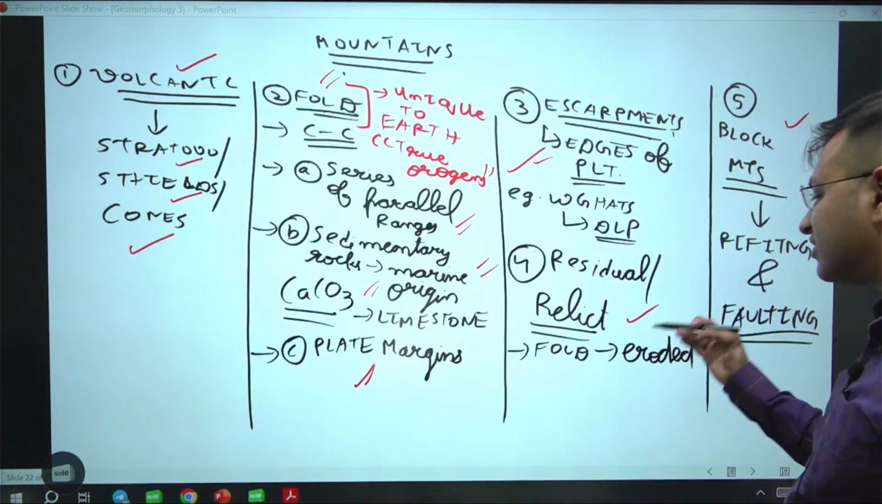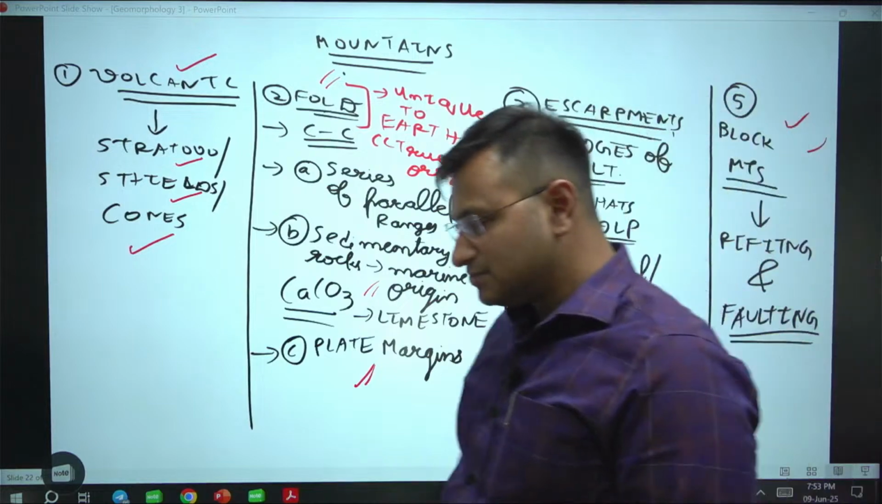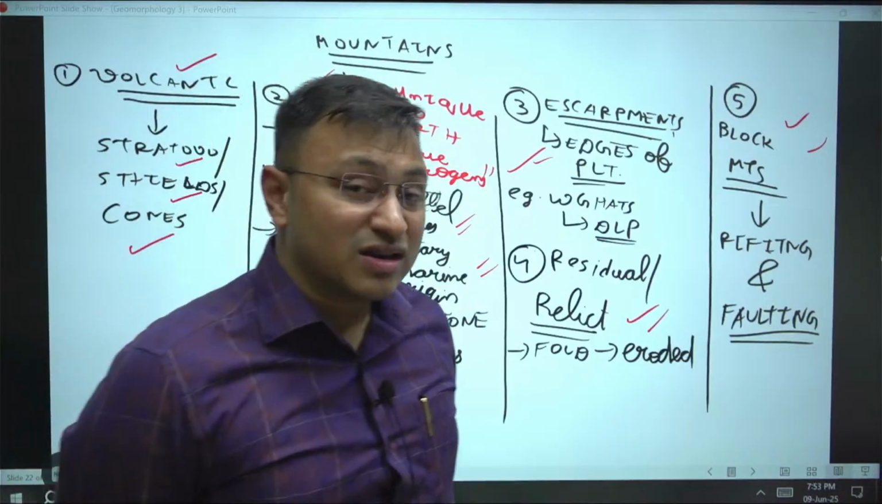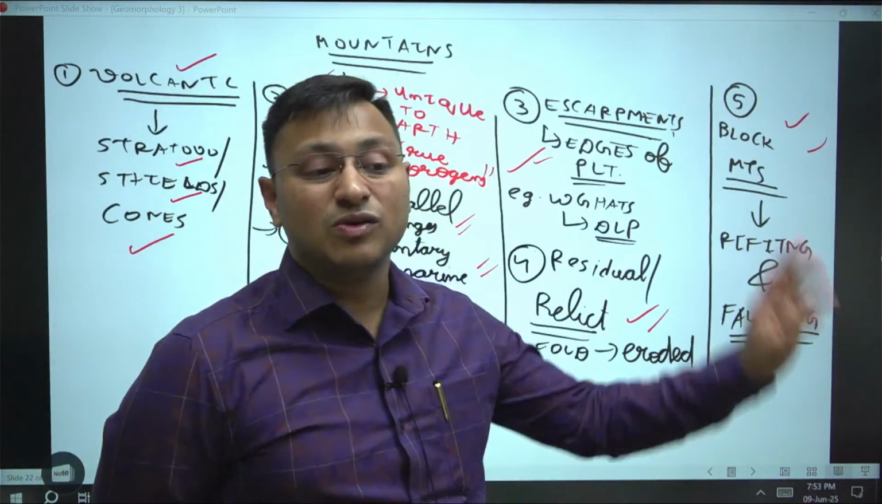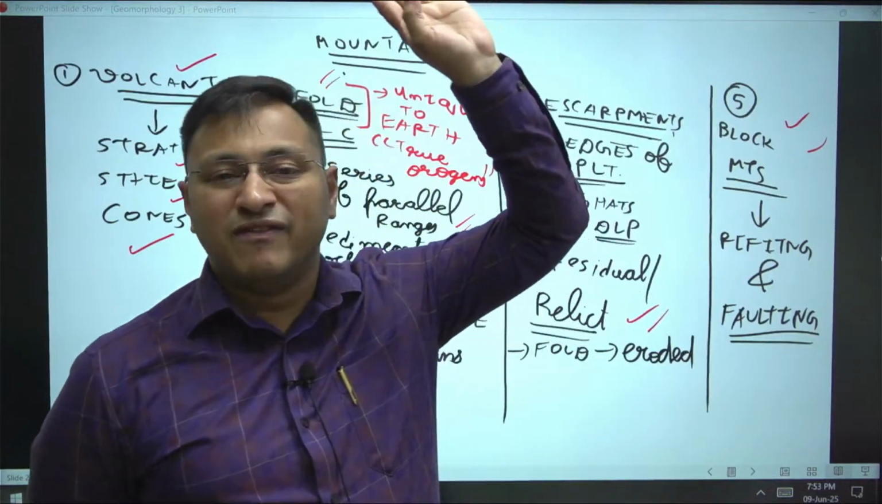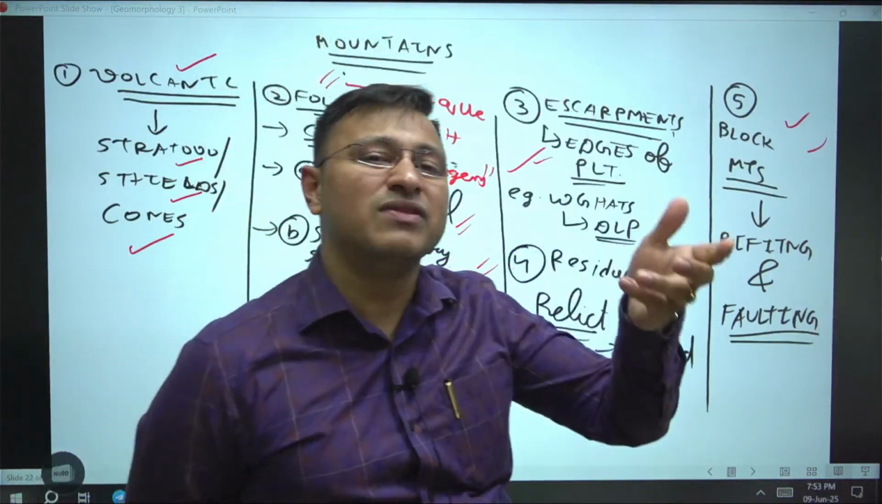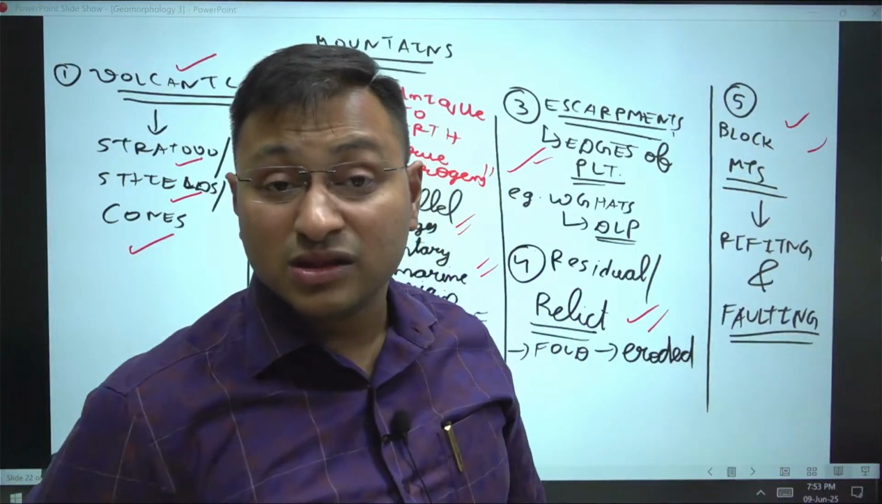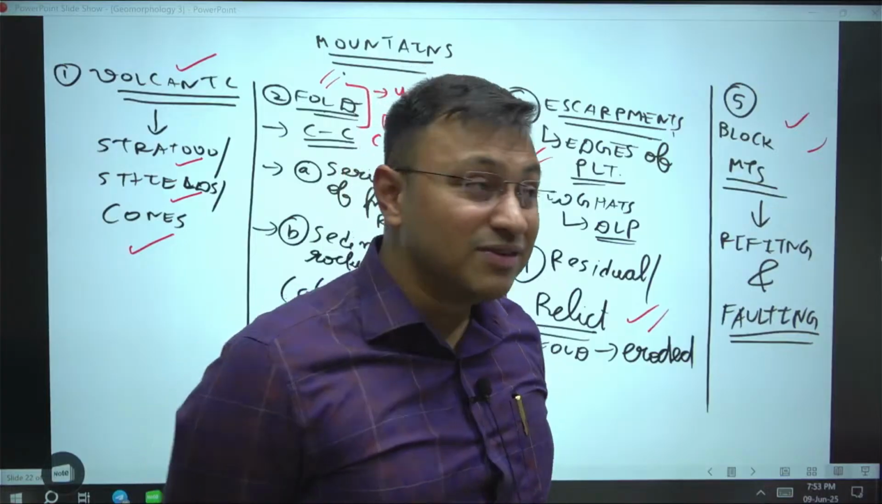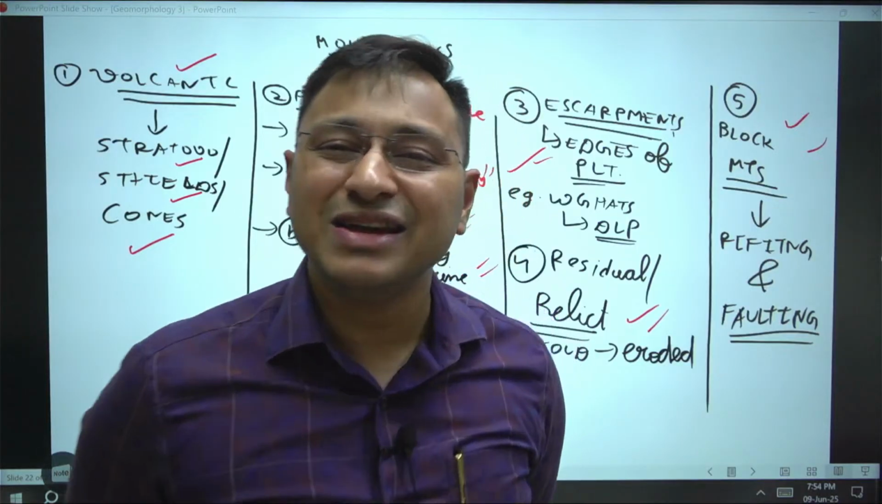Then we can have residual/relict mountains. Residual/relict mountains means what, guys? Such mountains, when they formed, were very high in elevation, like Aravalis, Vindhyas, Satpuras. They are all very ancient Archean fold mountains. They have uplifted close to 3 billion years ago.